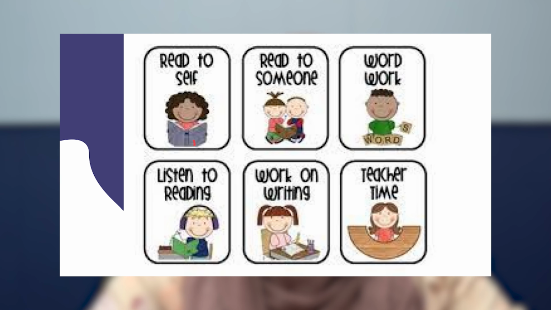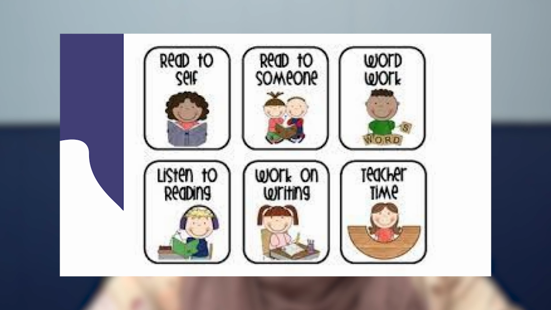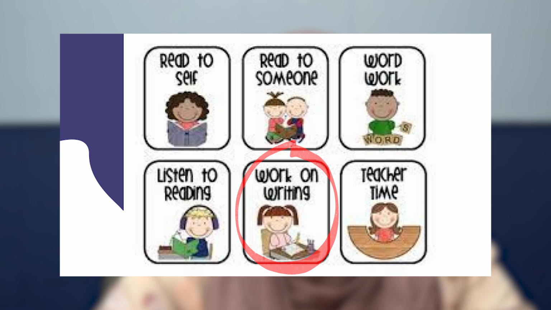One of the other stations set up in the Daily 5 suggestions is listening to reading. This can be done where a student listens to reading on an audiobook and follows along in the text in front of them or follows along on a screen. The student can also be listening to someone else read, another adult in the room or another student, or a recording. Working on writing. This station is extremely important.